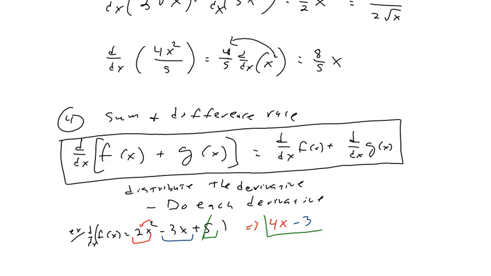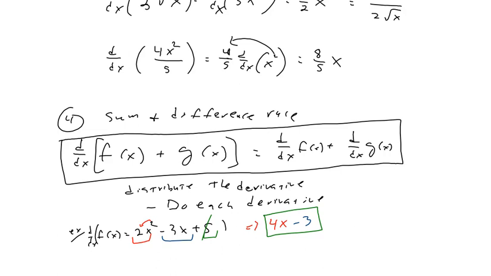Did the derivative of the first part, did the derivative of the second part, put them all together, I get 4x minus 3. So you just do the derivatives of each piece as you're going through. Okay.